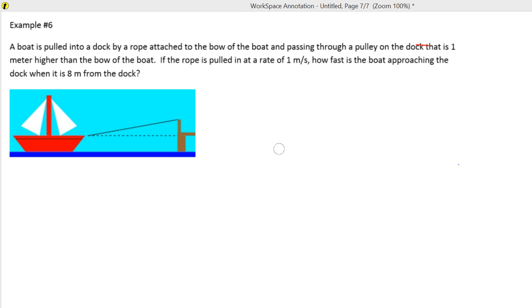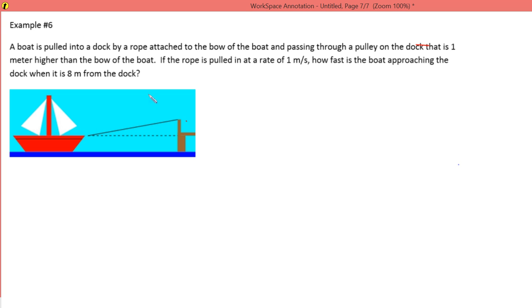In our last example, we are given a boat that's being pulled into a dock by a rope attached to a bow through a pulley. We're given a couple of quantities that we must recognize. The first quantity is that the dock is 1 meter higher than the bow of the boat.